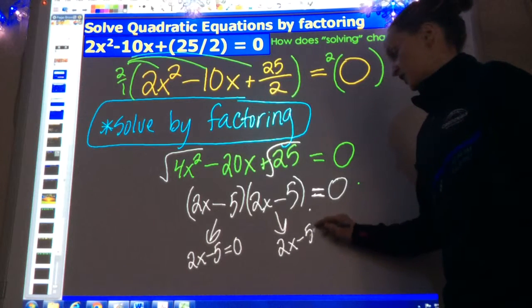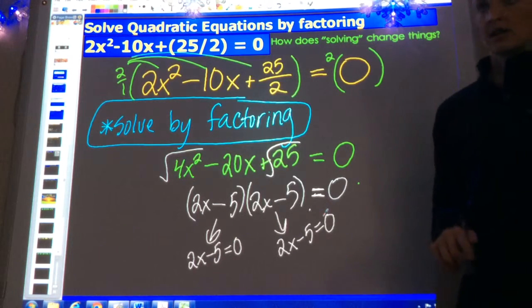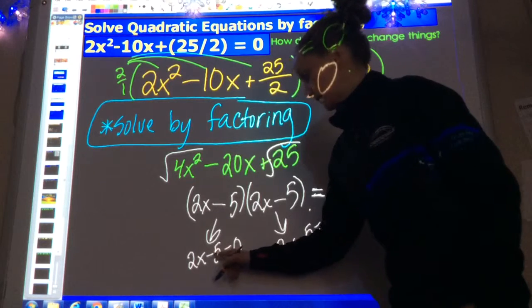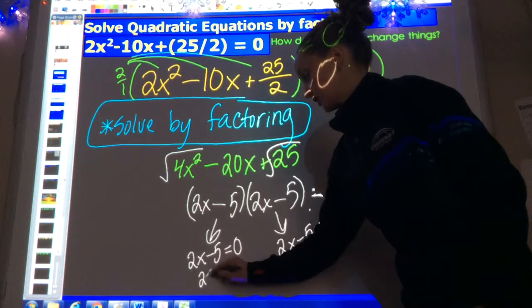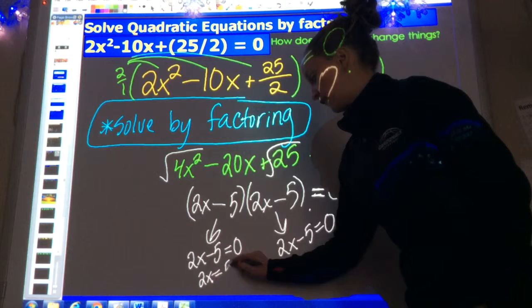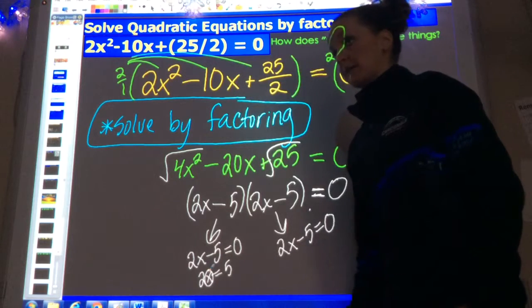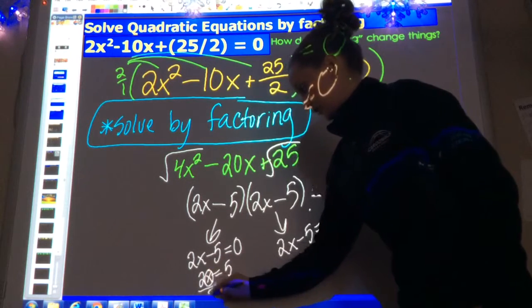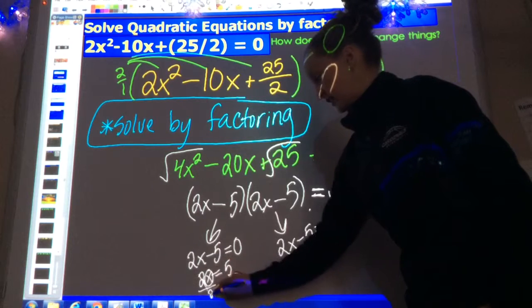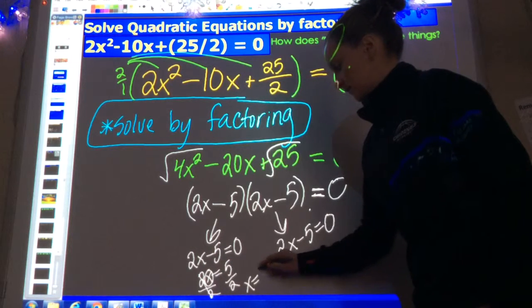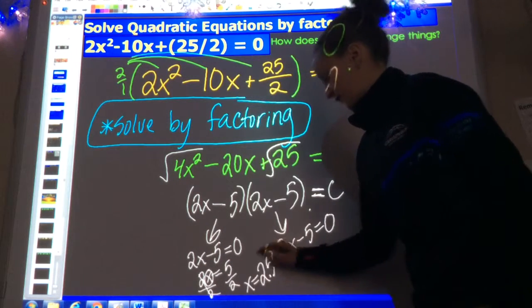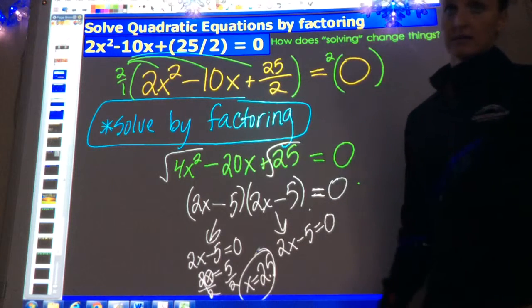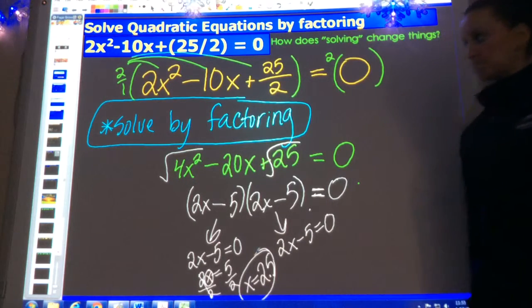Because these are called our x-intercepts. And so then we would have to do what first? Add 5. Yeah, please write this in your notebooks. This is how we solve. We have to add 5, and then to get x, we have to divide by 2. So you just found out that our x-intercept is 2.5. Are you going to get the same answer over here? Yeah.